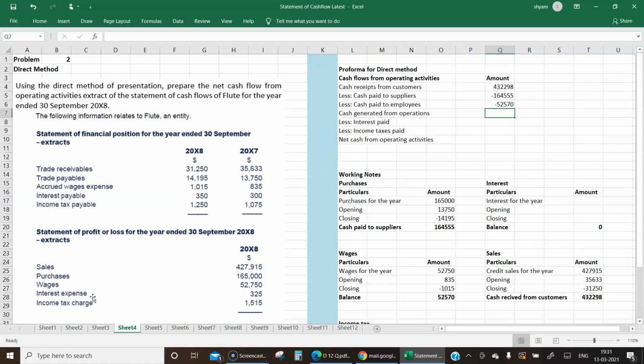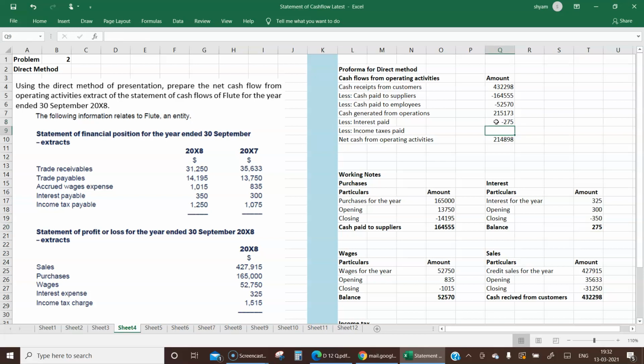Then we have interest. Interest is an expense, and we have to direct it here. Let's first add these elements up. Currently the interest expense is 325, so this year we have to pay 325. Last year what we had not paid is 300, and currently we have a pending of 350. So totally we have paid 275 as interest.